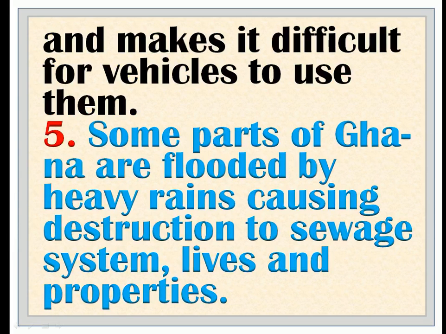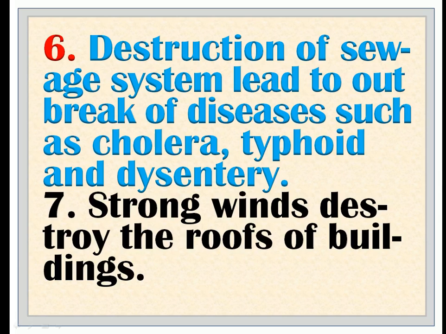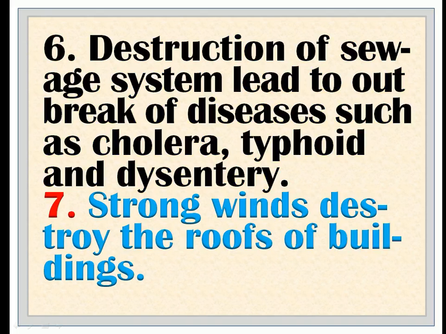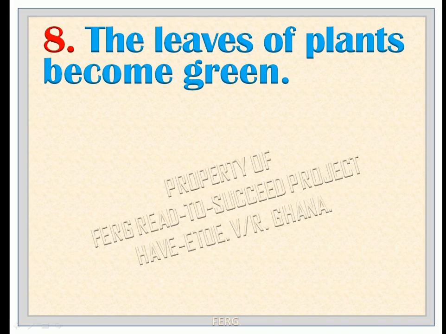5. Some parts of Ghana are flooded by heavy rains, causing destruction to sewage system, lives and properties. 6. Destruction of sewage system leads to outbreak of diseases such as cholera, typhoid and dysentery. 7. Strong winds destroy the roofs of buildings. 8. The leaves of plants become green.